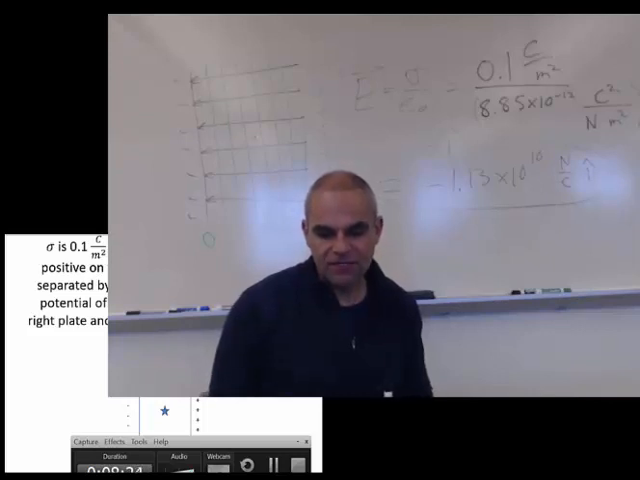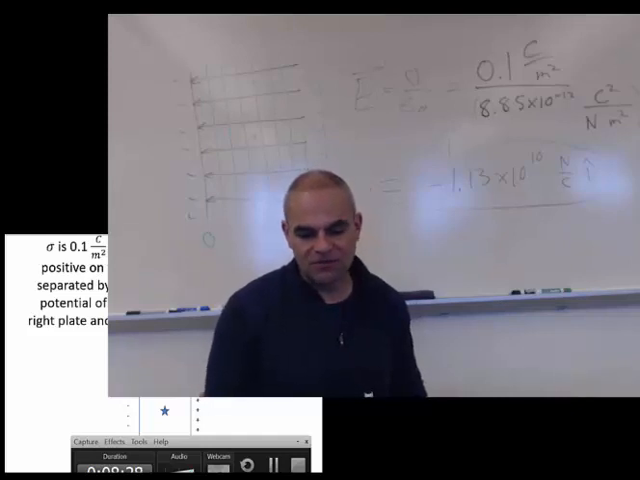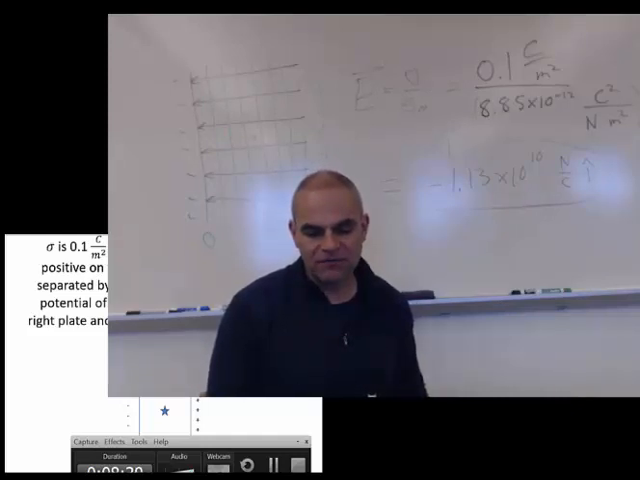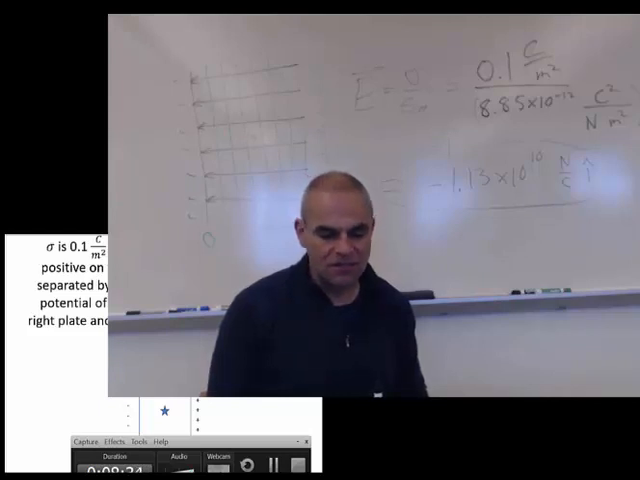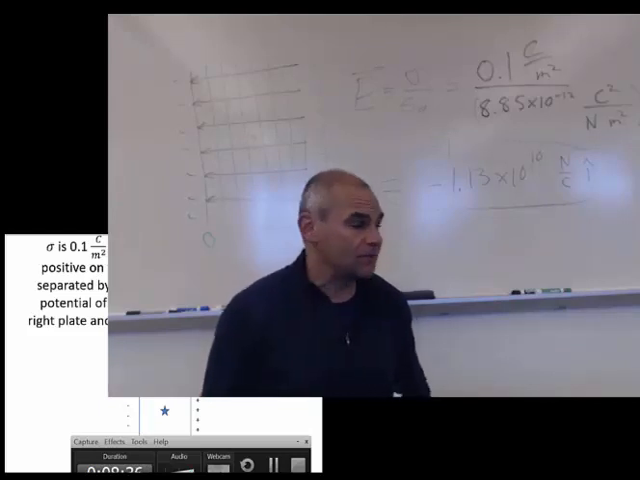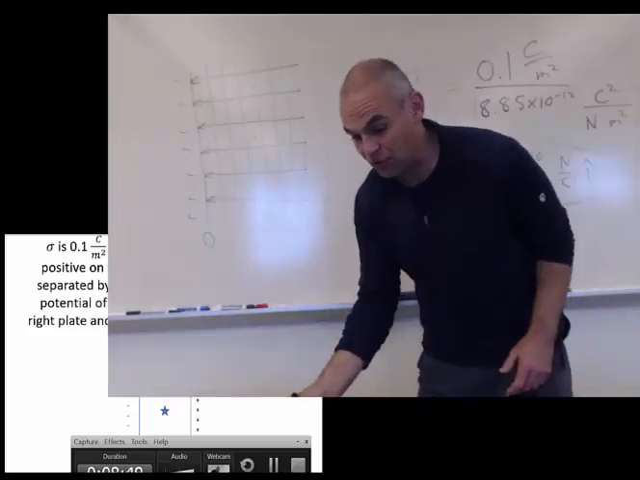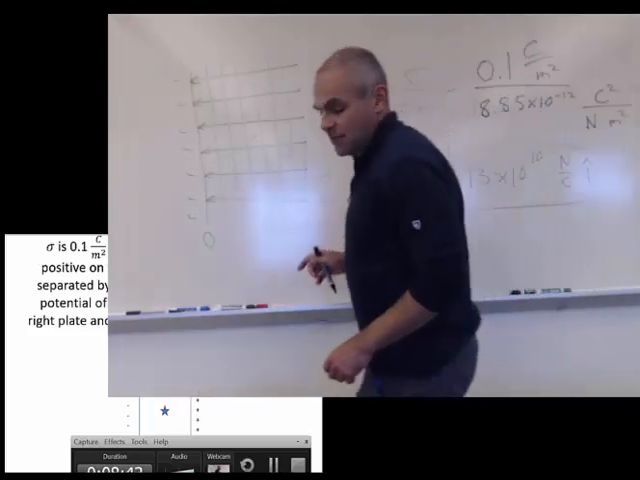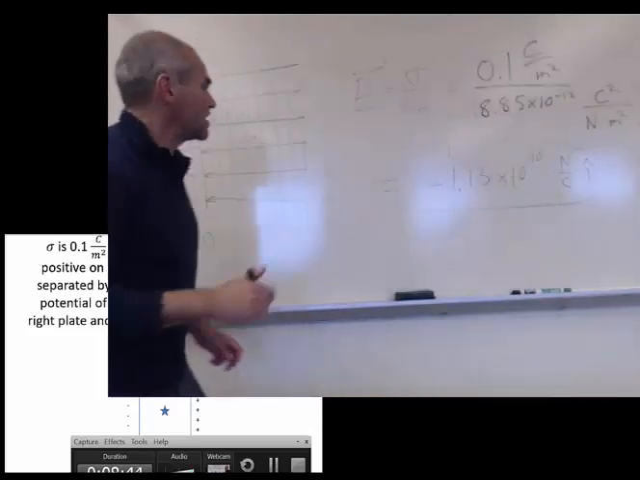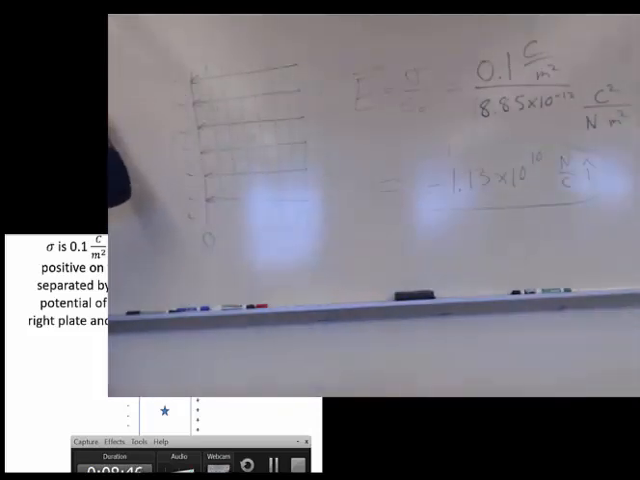And then the next question is, if the plates are separated by 0.1 millimeter, and the left plate has a potential of 0 volts, what's going to be the potential of the right plate, and what's going to be the potential of the star, the location of the star? So let's do that too. How I would do that is, when the electric field is uniform, then you can calculate the potential in this fashion. You can say the potential is equal to the electric field times the distance from the point of zero potential.